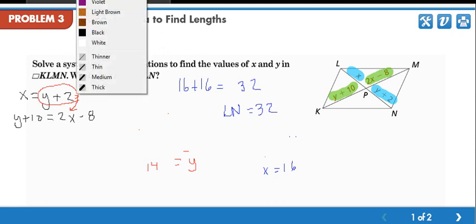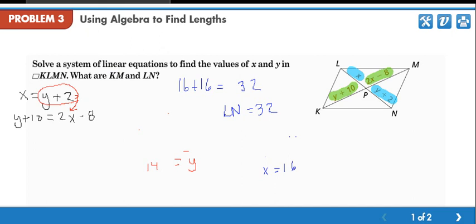And then let's use a different color. Let's use red right here. If I'm trying to find out what KM equals, if I know y is 14, 14 plus 10 is going to equal 24. And if I know these two lengths are the same sides, all I have to do is take 24 and add it by itself or times it by 2. So 24 plus 24 is going to equal 48. So I know that KM right here is going to equal 48.